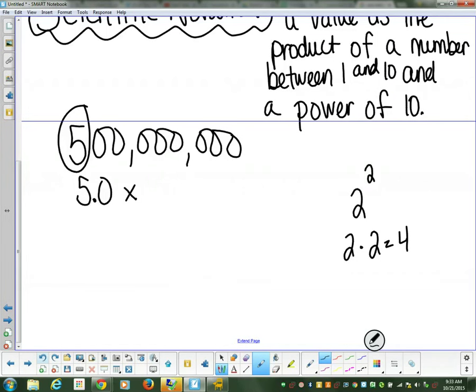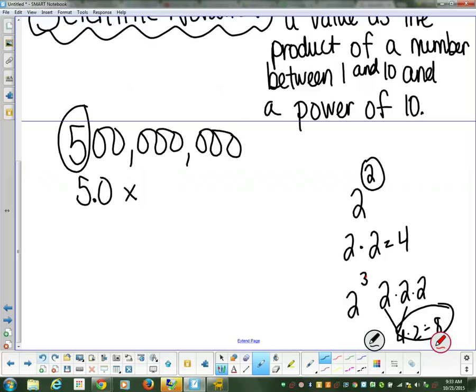Alright, what if I went 2 to the third power? What is that telling me? Yep. 2 times 2 times 2. So 2 times 2 is 4, times 2 is 8. Don't just go 2 times 3 and get 6. So your answer would be 8 in that scenario. So what we're doing is working with these powers. So we put a 10 because it's a product and a power of 10.